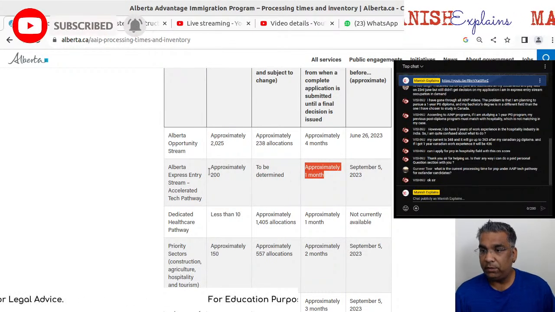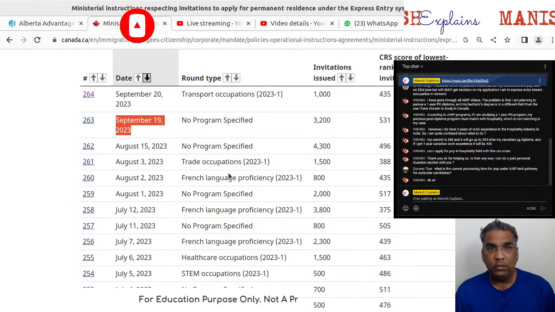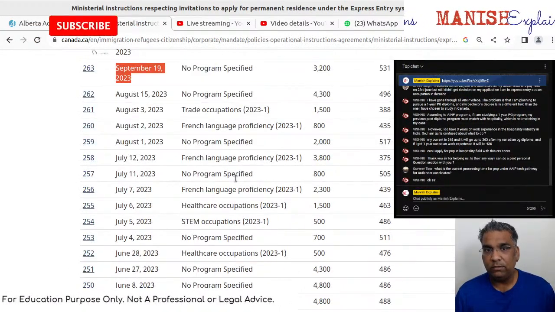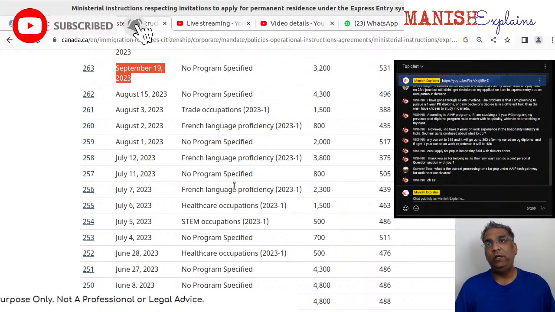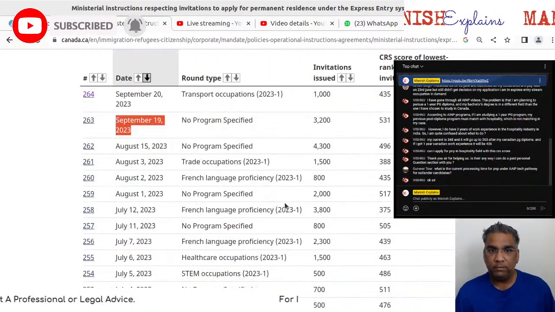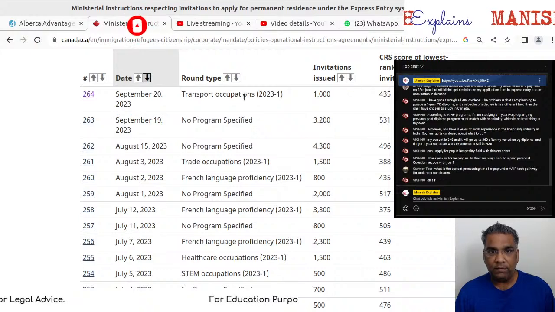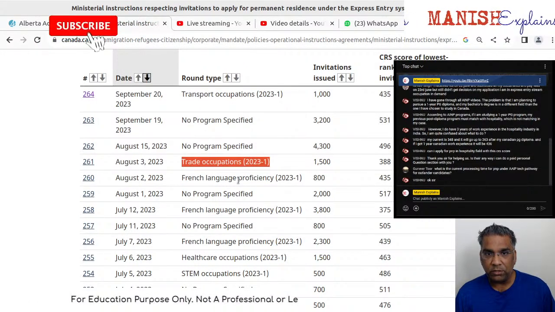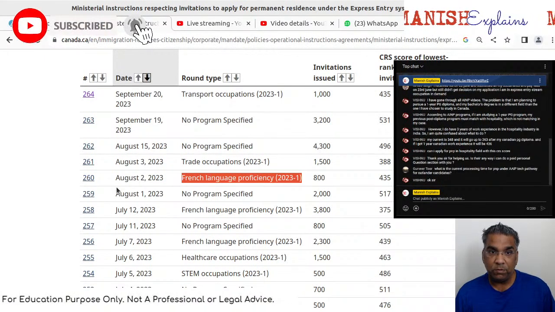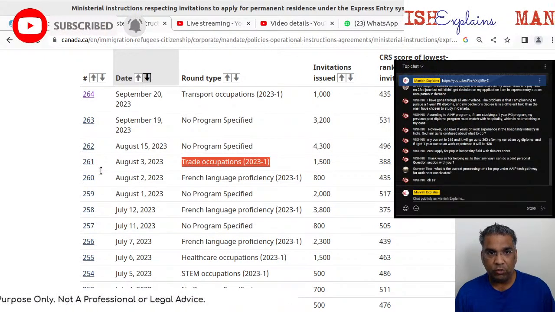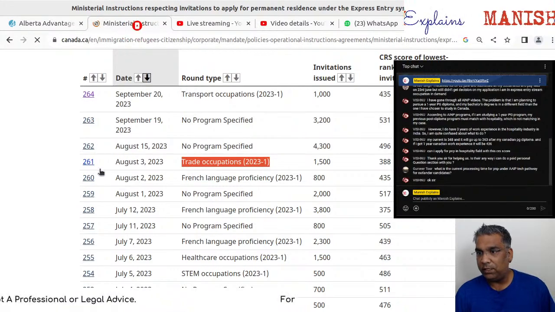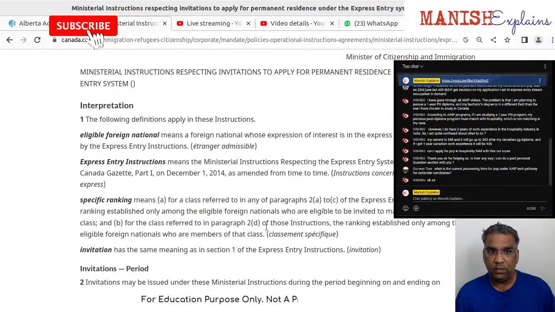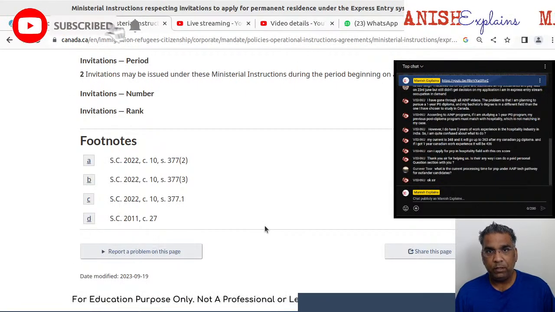Okay. So this is how the IRCC trend looks. I've seen that they have done a transport occupation draw, a trade occupation draw, and a French language proficiency draw. For example, the trade occupation draw: let's see what the NOCs were here. That's a bit interesting. Let's see what NOCs are here. Let it load.